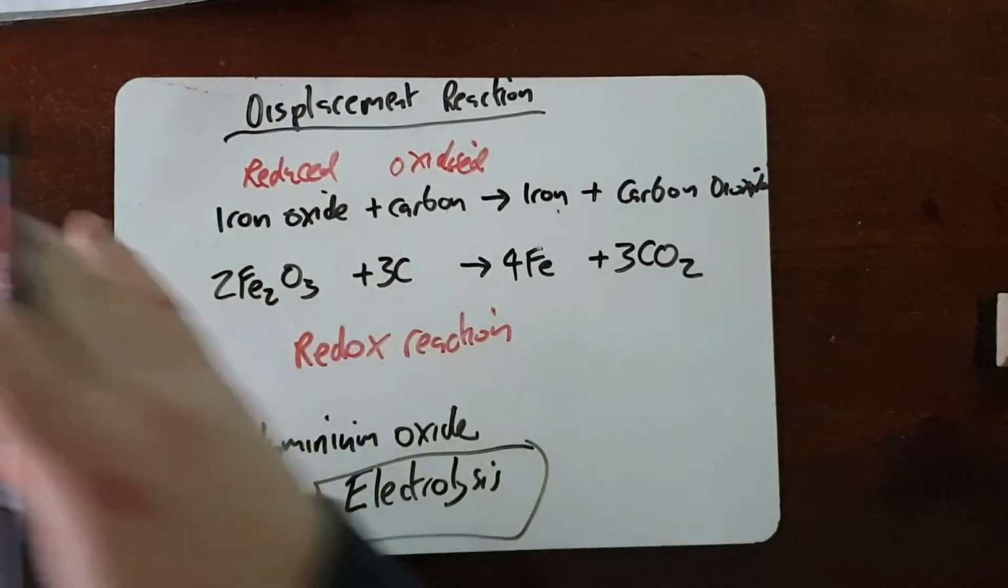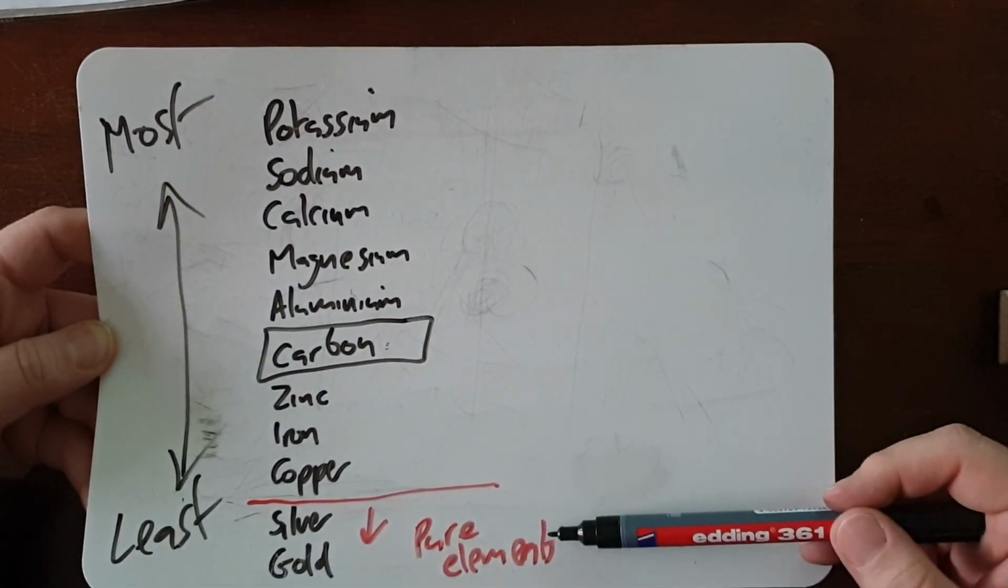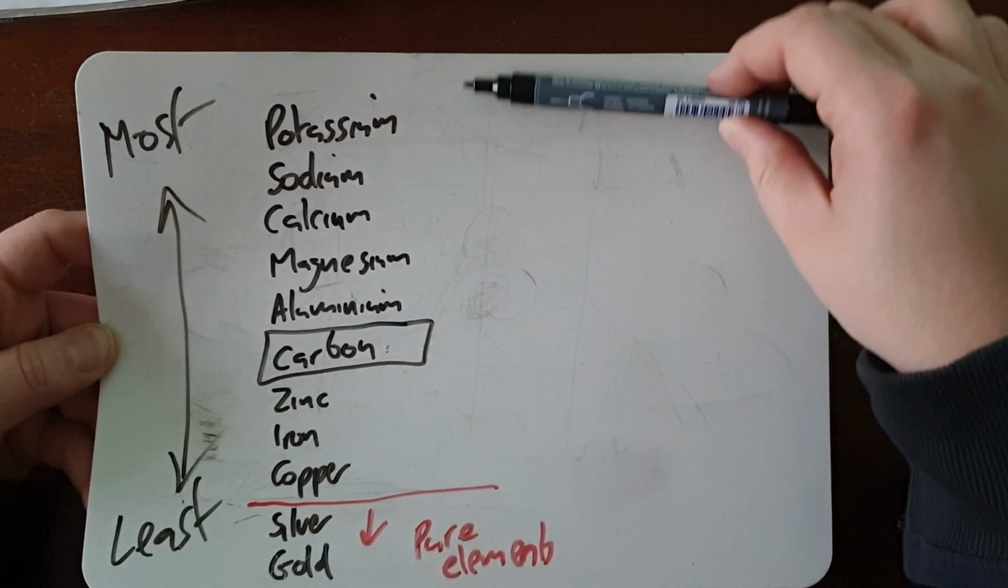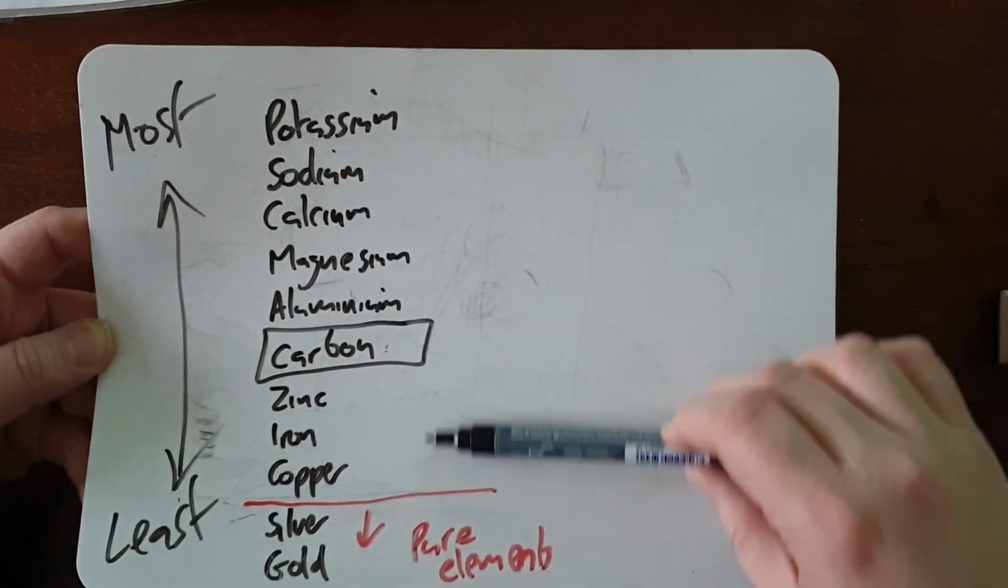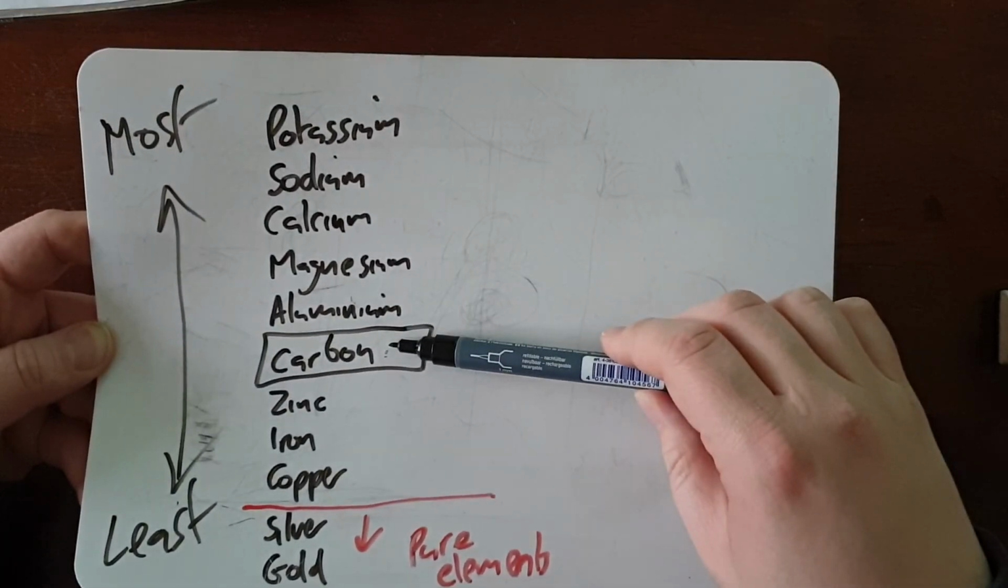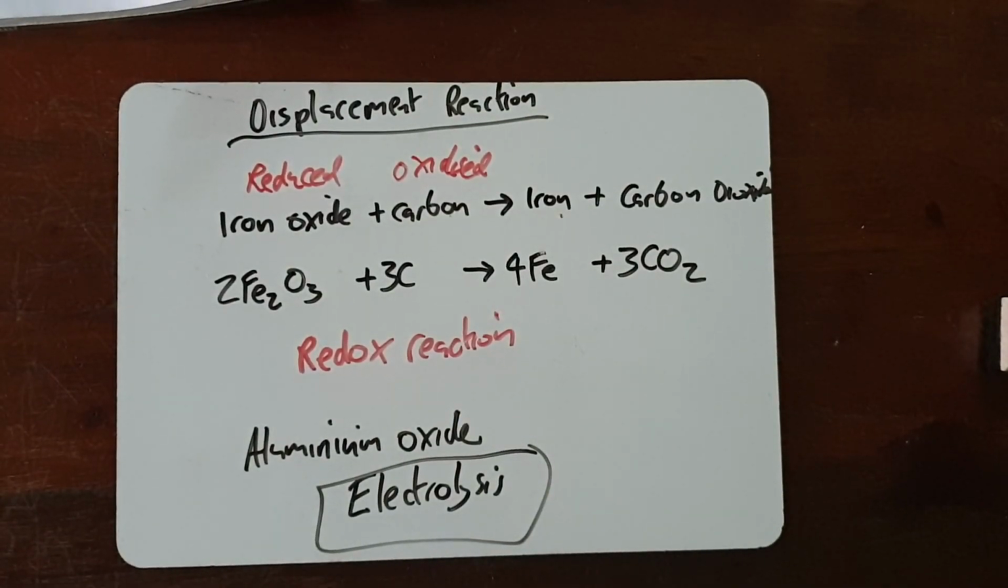So going back to how we extract metals from the ground, if they're really unreactive, we dig them up as pure elements. If they're more reactive than that, we dig them up as an ore, which is a compound. And then how do we get the metal out of the compound? If it's less reactive than carbon, we do a displacement reaction. If it's more reactive, we use electrolysis. Hopefully that's cleared that up.